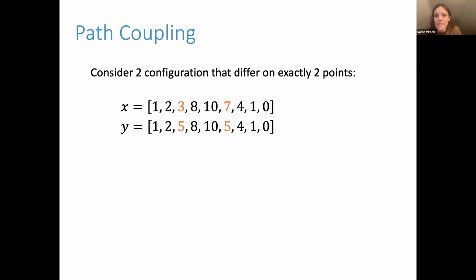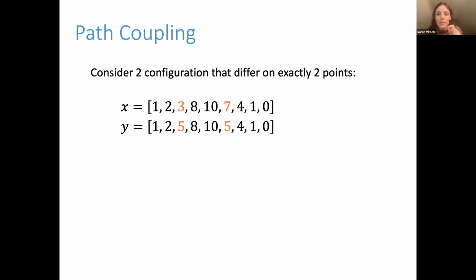Okay, so just to give you an idea how this works, again, we're using the Manhattan distance, and we're looking at vectors that just differ on 2 points. So here, again, X and Y agree on everything else except for these 2 special points. And we want to show that after a single step of the Markov chain, the expected change in distance is going to decrease.